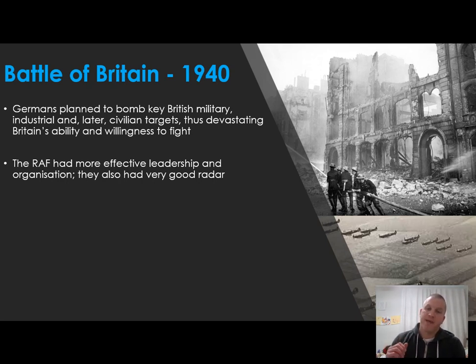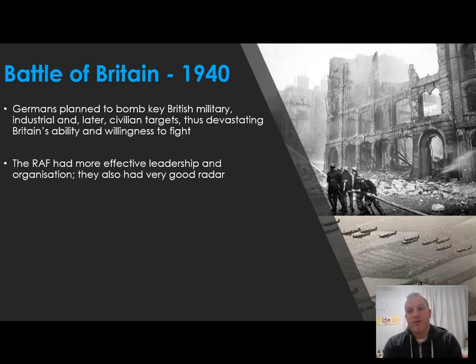The RAF have really good organization, but they also have really good radar. And the Germans don't really understand the importance of this early in the war. And so the RAF can actually see where the Germans are coming from, the direction, and how many are actually coming.